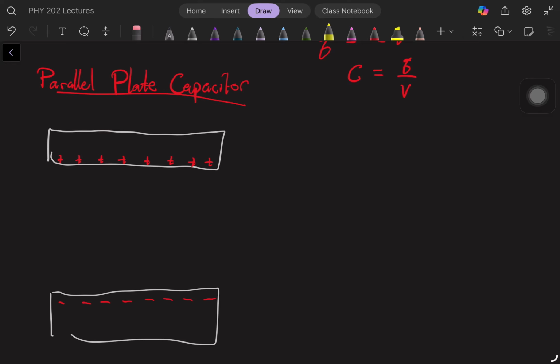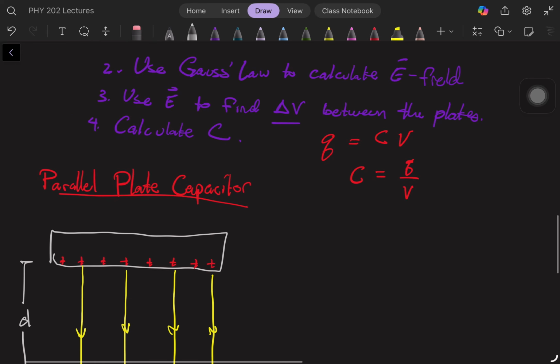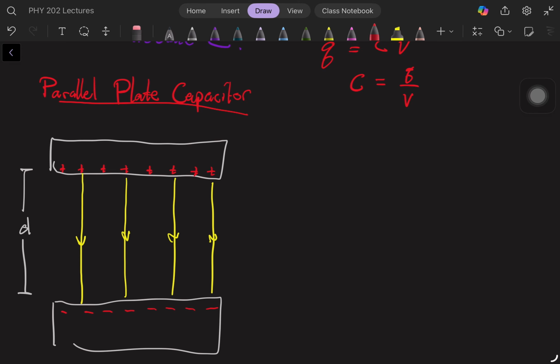Okay, and I'm not going to draw field lines for each of these because that's going to get carried away, so we'll just do every other. It goes from positive to negative. Okay, and we'll say these are separated some distance D. So, what was step 1 going to be? Assume we have some charge Q, so we'll say we have plus Q, negative Q.